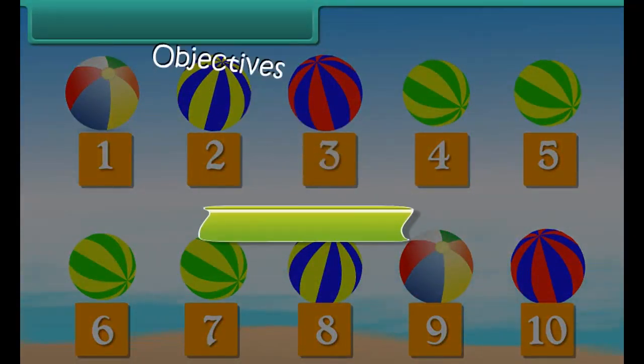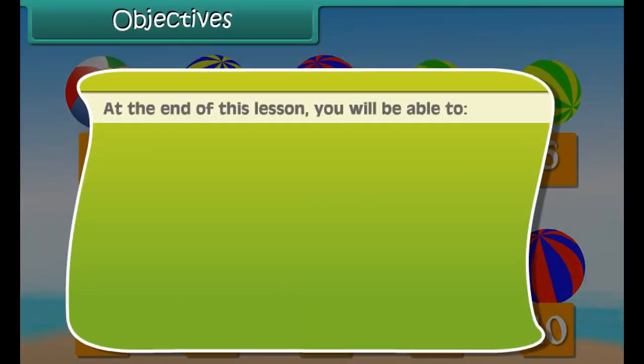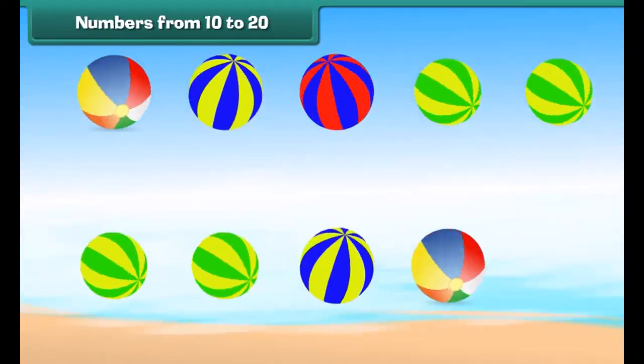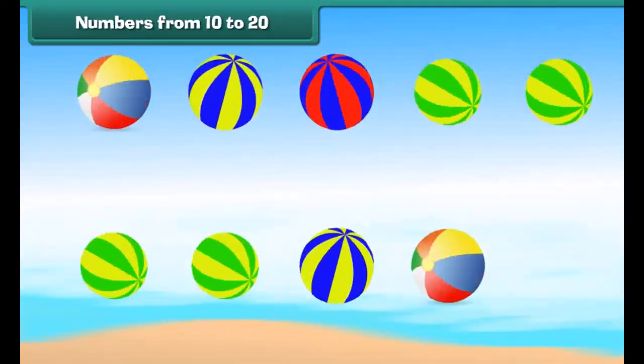Objectives. At the end of this lesson, you will be able to write the numbers from 10 to 20, find the greater or the smaller number, identify ordinal numbers, numbers from 10 to 20.